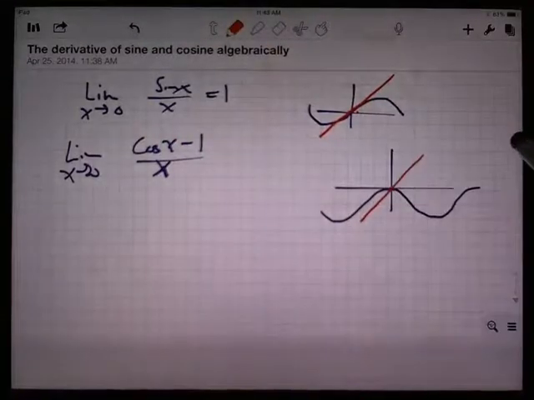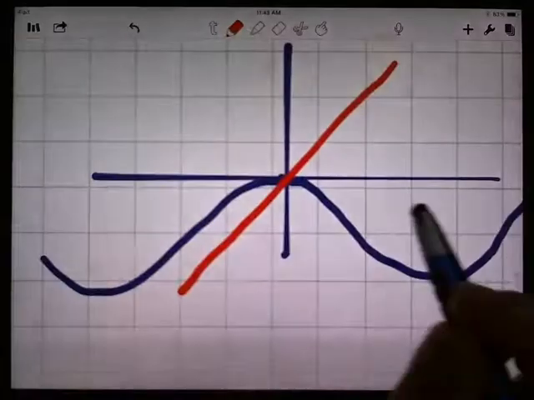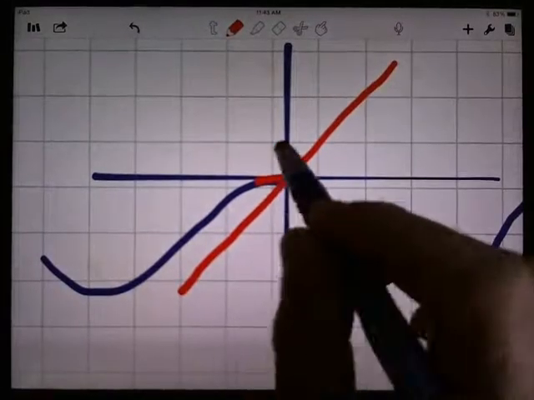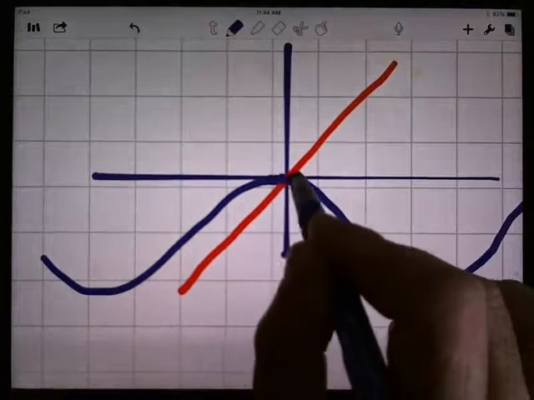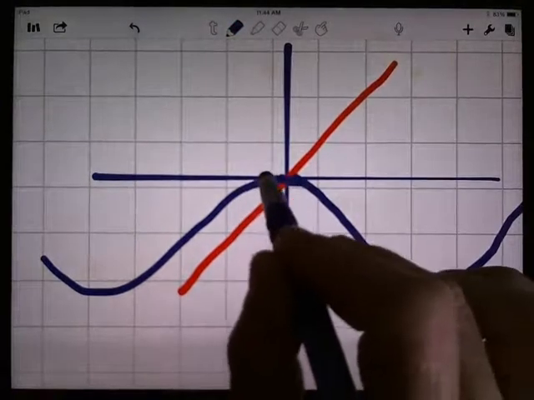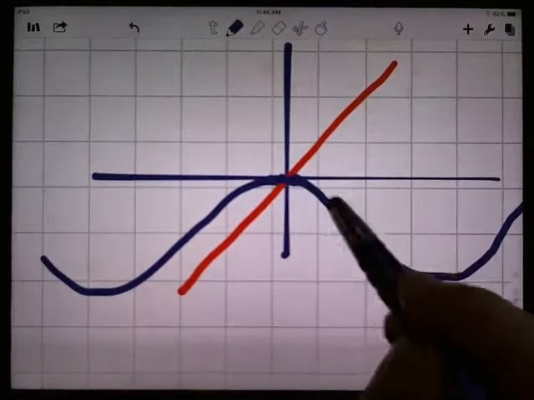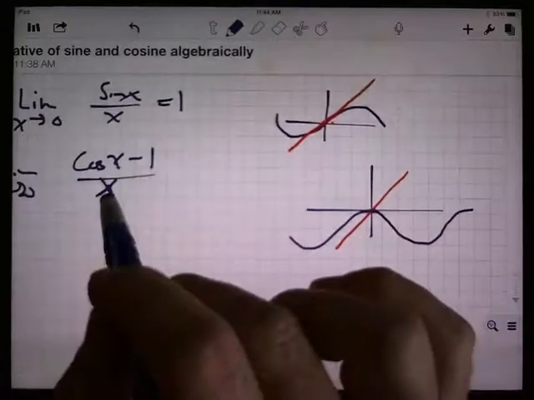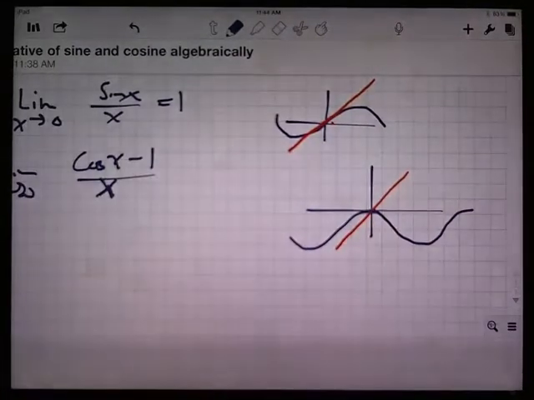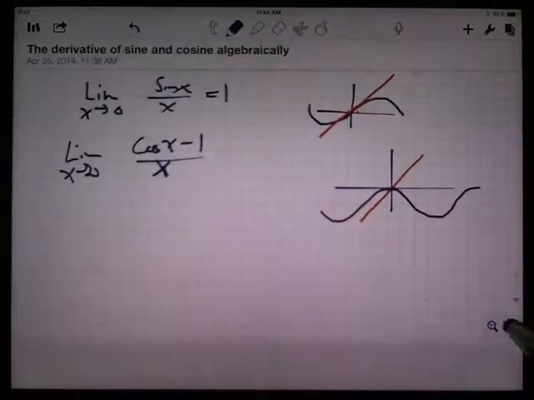And what I notice is that the numerator comes into the origin. If I zoom in on that, the numerator comes into the origin flat. This is coming in with slope 0. So this gets up to 0 really quickly, where the line kind of takes its time getting there. So it feels like the numerator of this fraction is really small compared to the denominator, and I'm guessing that this is probably 0. But let's actually do that calculation.